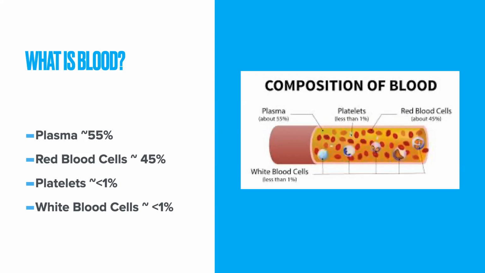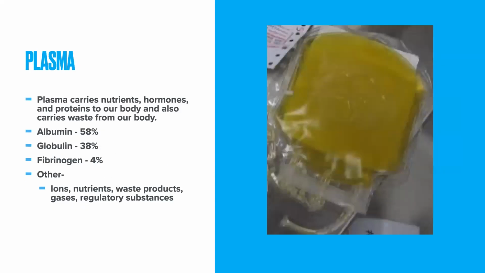And as you can see, the composition of blood on the right side of your screen, it's just red. We don't see any discoloration typically with it. When we look at blood, it's one color, but it's actually comprised of multiple different moving parts that are carrying different types of enzymes, oxygen, and then fluid as well. Plasma carries nutrients, hormones, and proteins to our body, and also carries waste from our body. So this is kind of that school bus that likes to carry things to and from where they need to go.